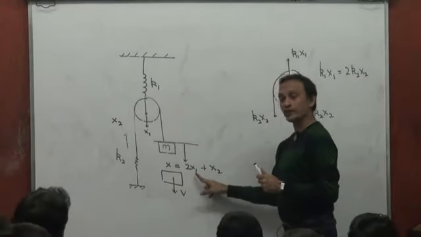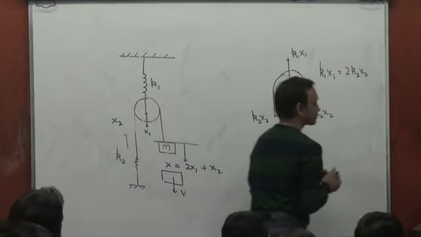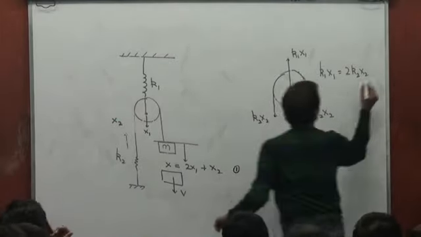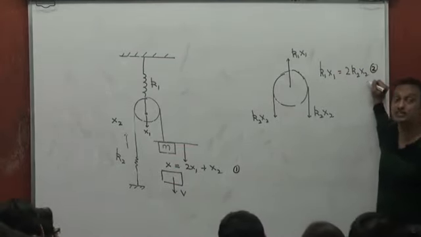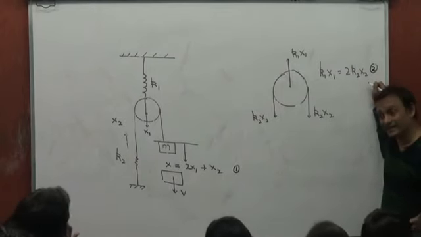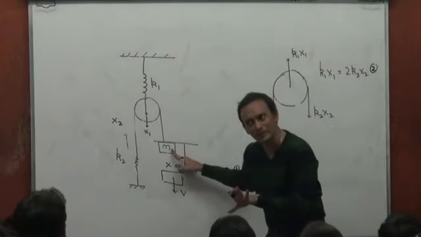And x is 2x1 plus x2. So, using this equation and this equation, can I not solve for x1 and x2? In terms of x, I can solve for x1 and x2. So, both x1 and x2 would be known in terms of the displacement of the mass m, which is of relevance, right?